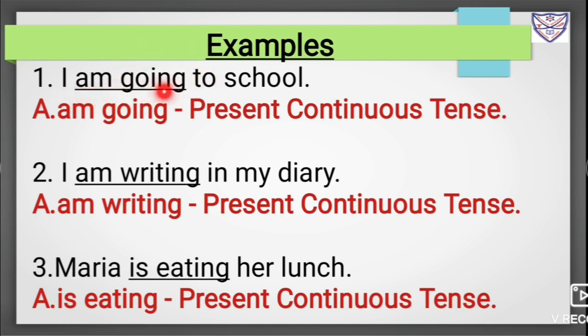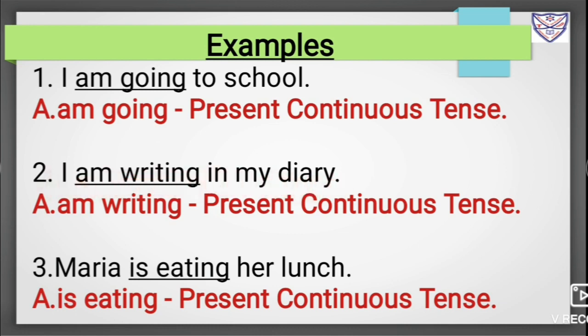So we can say "am going" is in present continuous tense. Why? Because it shows an action which is ongoing or continuous at the present time. Number 2, I am writing in my diary.